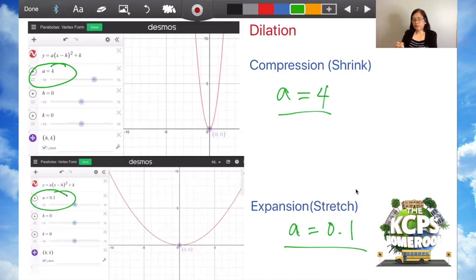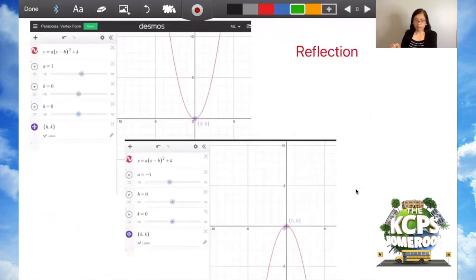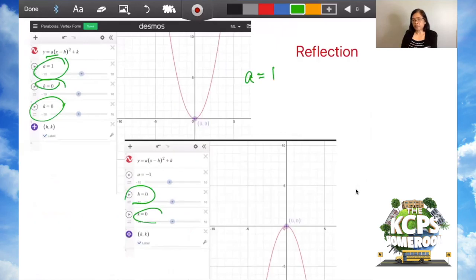Now, when we change the value of a, a here is still 1, and we're going to change the value here. On the second graph, we also have our h and k at 0 in both graphs, but the difference is that on the first graph, a is 1, and on the second graph, a is negative 1.